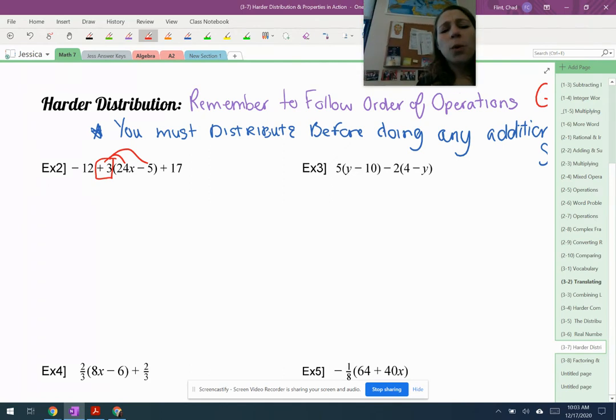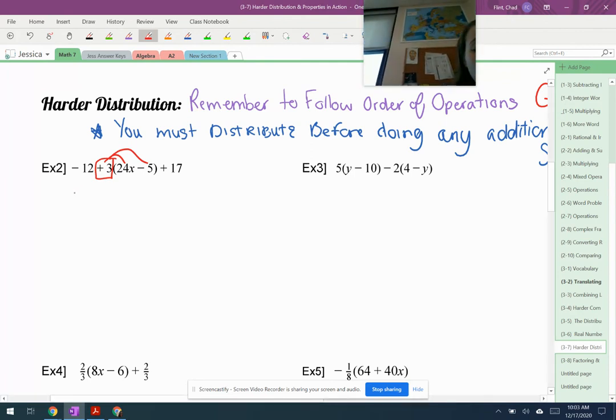So you might be wondering what happens with that negative 12 on the outside. Well, just like in an order of operations problem, if you didn't start with the first piece there, you would just carry that down and keep working, keep going step by step. So I'm just going to carry the negative 12 down.